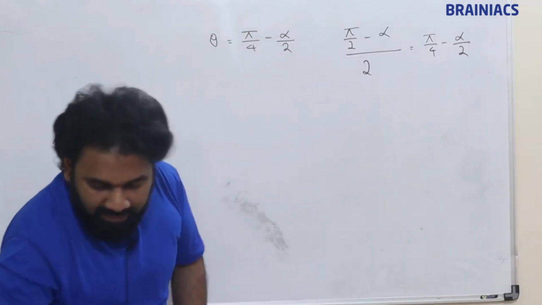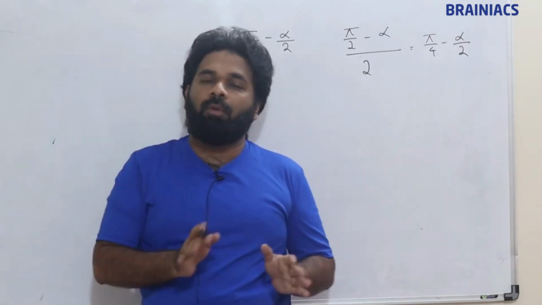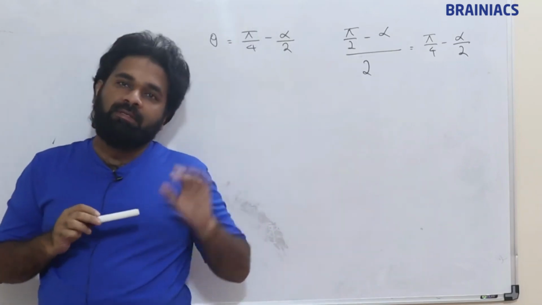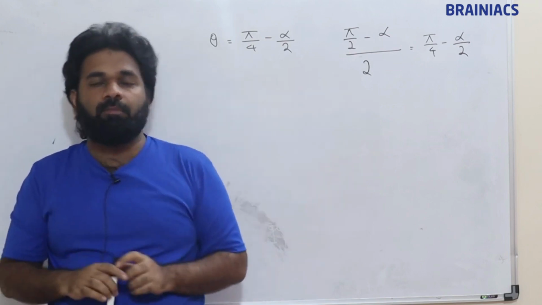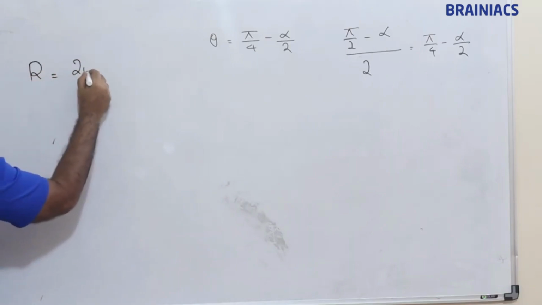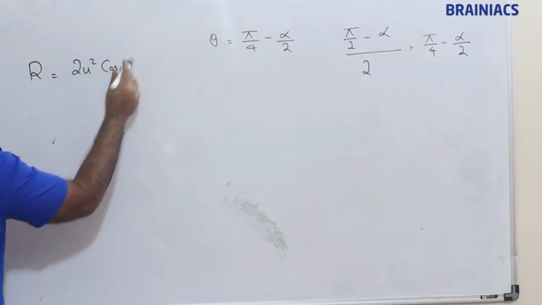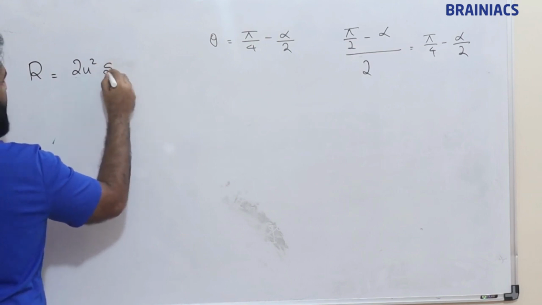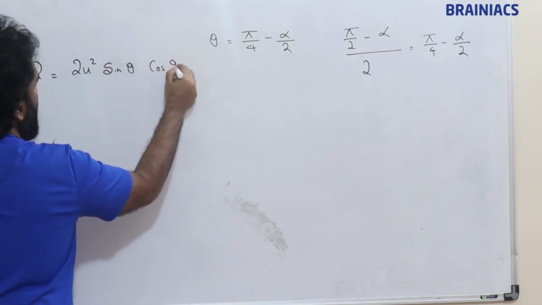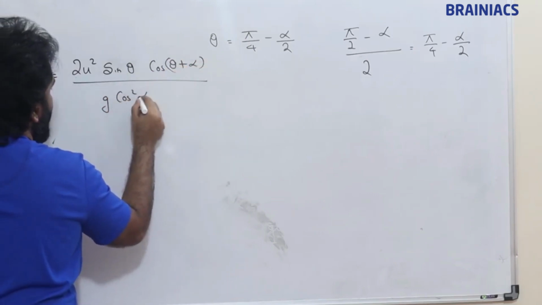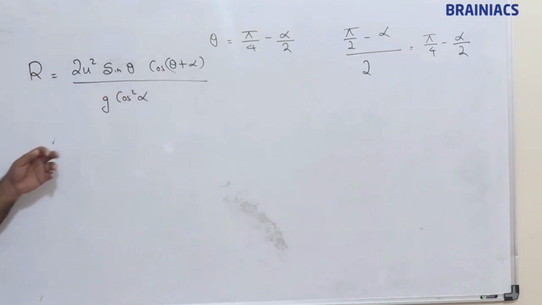Now, just like the maximum range for a normal projectile is U square by G, in the same way, in this case, if we substitute this angle, we will see what maximum range we get. So the formula for range is 2 U square sin theta into cos theta plus alpha, divided by G into cos square alpha. This is the formula for range.